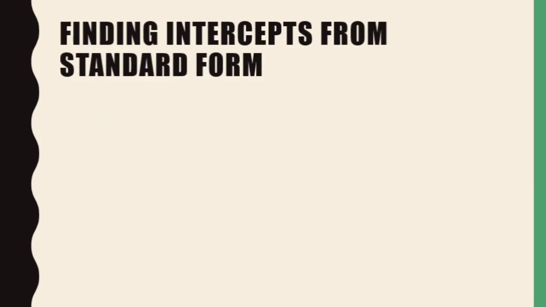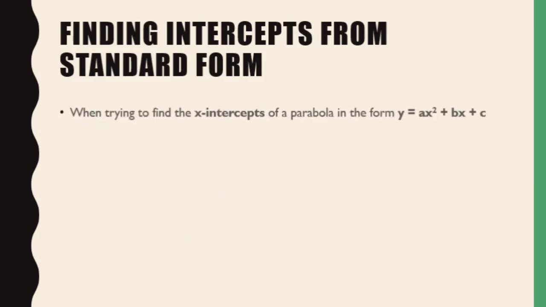Alright, so now we're going to find intercepts from the standard form. And when I'm saying standard form, I'm talking about y equals ax squared plus bx plus c. When we're trying to find the x-intercepts of a parabola in this form, the first step is to factor. If you want to review factoring, you can check out the other videos. Step 2, we're going to make each factor equal 0. And then step 3, you're going to solve for x for each factor. We'll give some examples of that a little bit later.